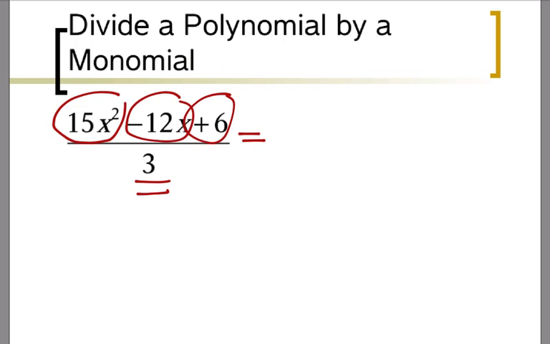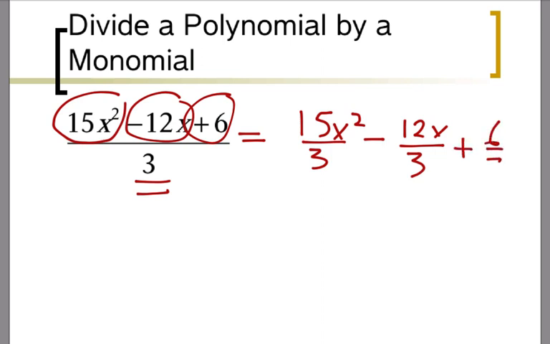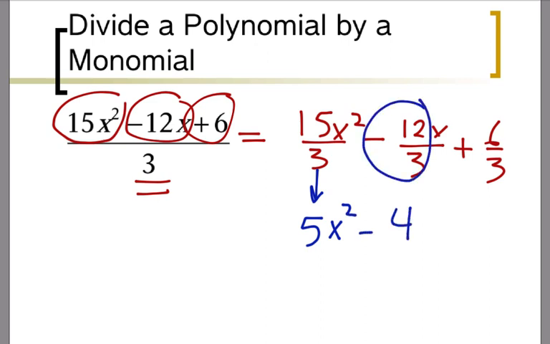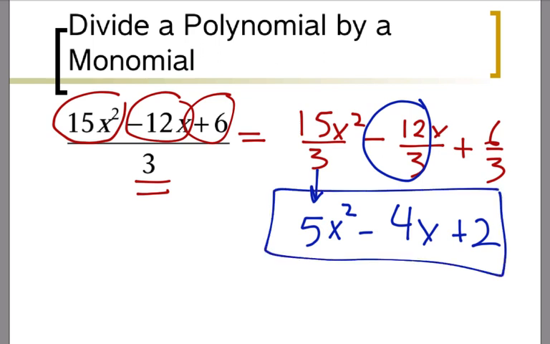So I'm going to rewrite it as three fractions, 15x squared over 3 minus 12x over 3 plus 6 over 3. And when you look at it this way, you realize that each one of those numbers is just supposed to be divided by the 3. So 15 divided by 3 is 5, and then you just bring down the x squared. Then negative 12 divided by 3 is negative 4, and you bring down the x. And then plus 6 divided by 3, which is 2. And that is your simplified answer for this problem.